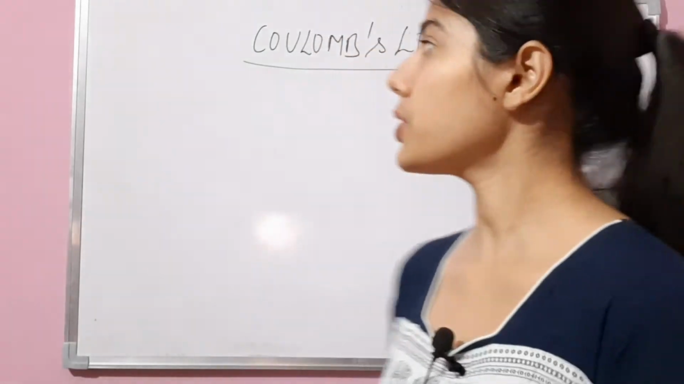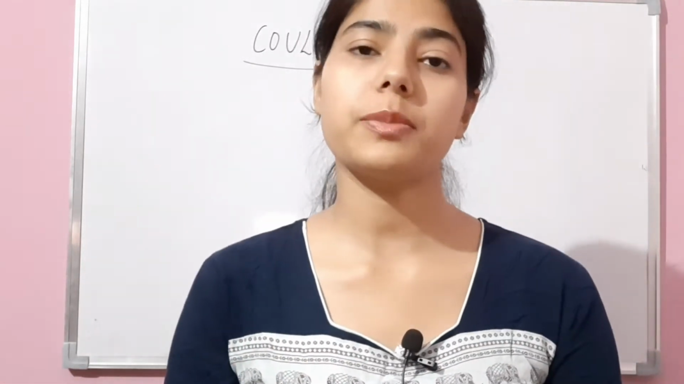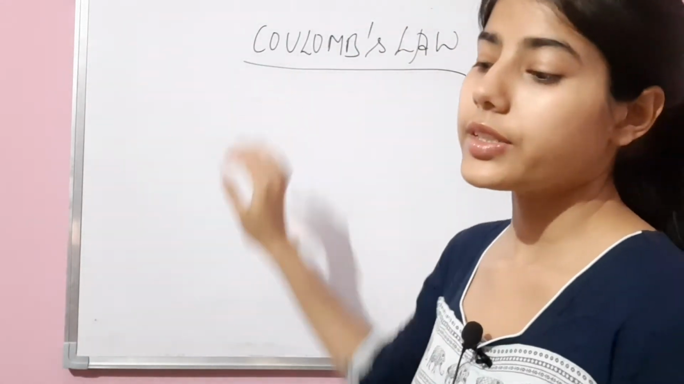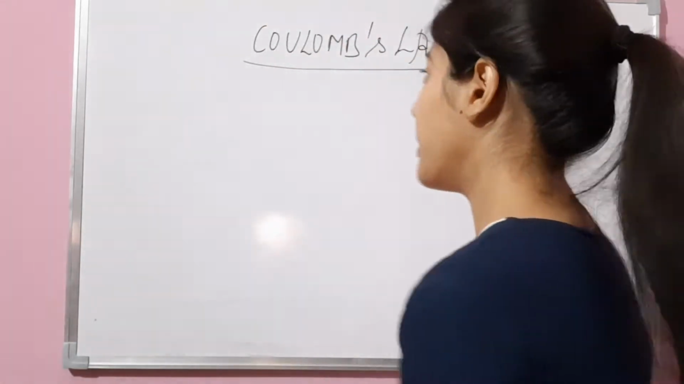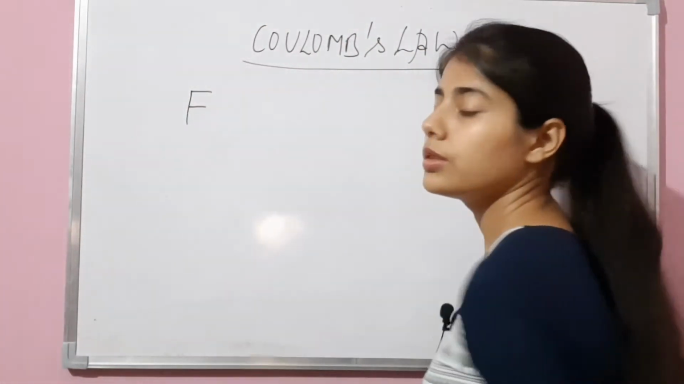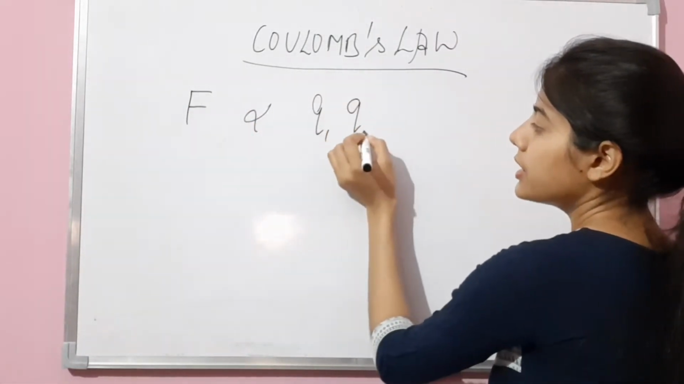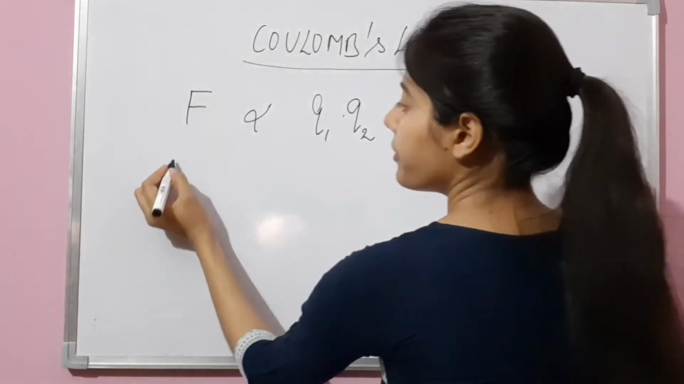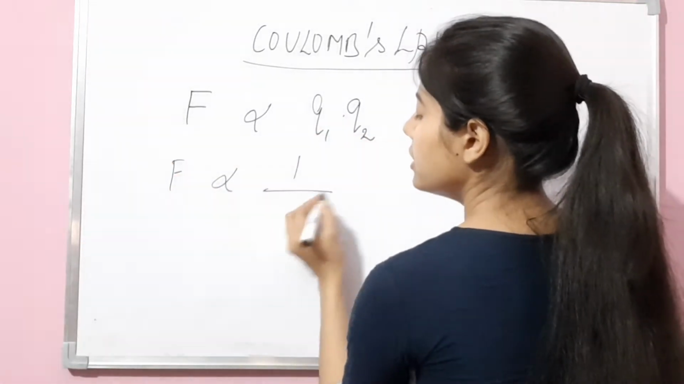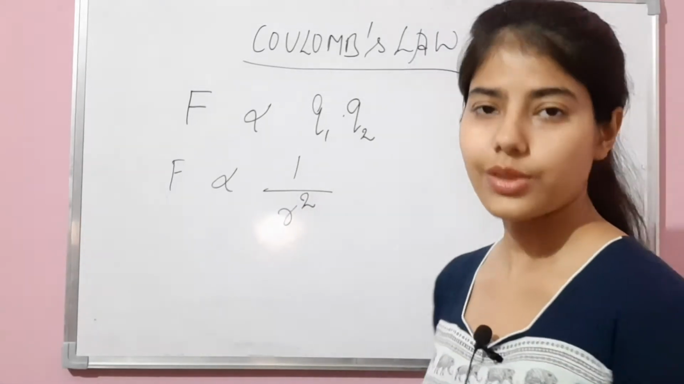Okay, so what do you mean by Coulomb's law? The scientist or the physicist Coulomb did several experiments just to find the force of interaction between any two point charges. Okay, so what did he conclude? Coulomb's law states that the force of interaction between any two point charges will be directly proportional to the product of these two charges and inversely proportional to the square of the distance between these two charges.